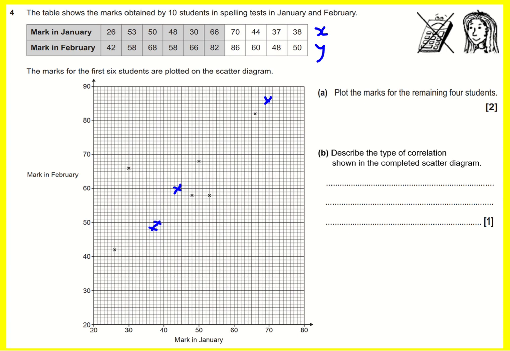What type of correlation is it? Well, as they do better in January, they tend to do better in February. We've got this sort of general trend of a positive gradient, and it's known as positive correlation, as opposed to negative correlation if it was going this way, or no correlation if it was like all over the place.